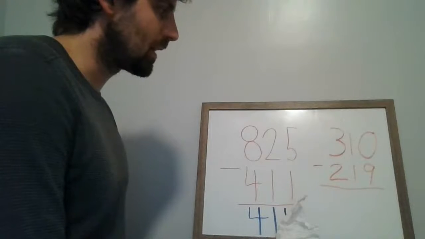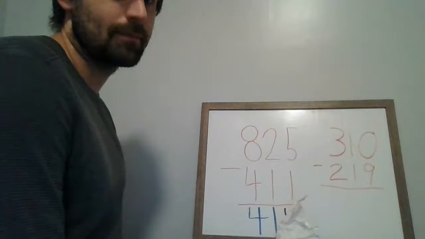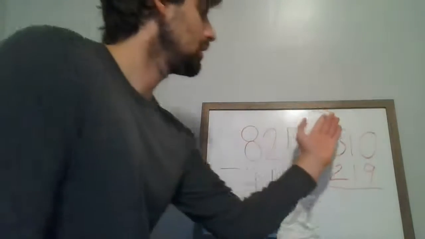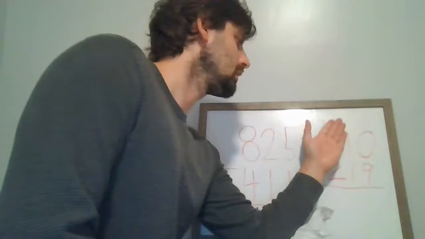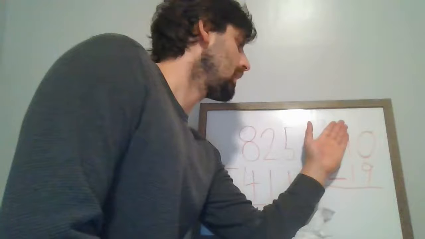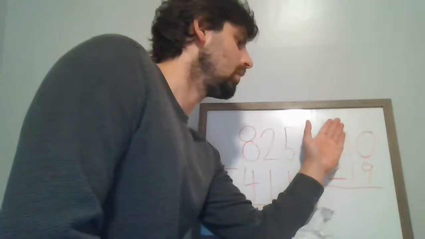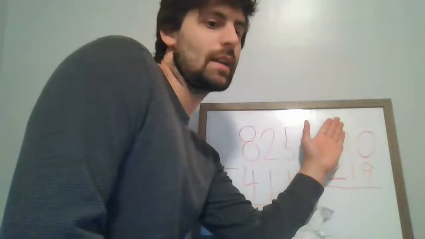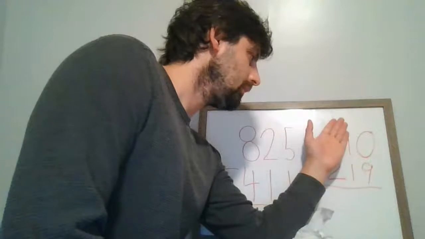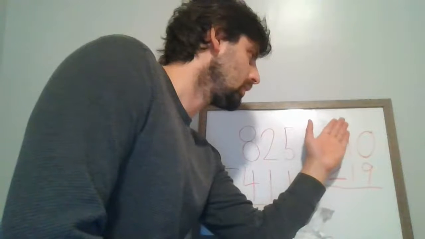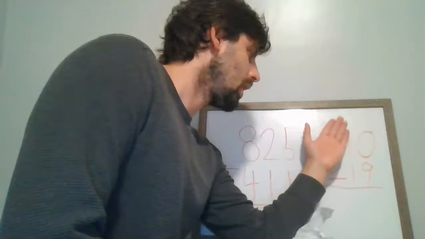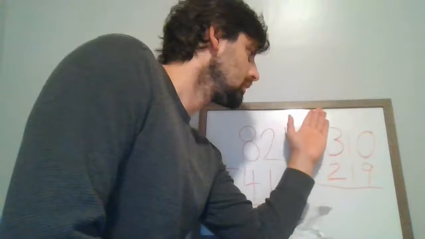Okay, 310 minus 219. So we're going to look at the ones place. Okay, in the ones place, top number is 0, the bottom number is 9. 9 is bigger than 0. If we're starting out with 0, we cannot take away 9. There won't be anything to take away. So we do need to regroup for this one. We are going to need to regroup at least in the ones place.